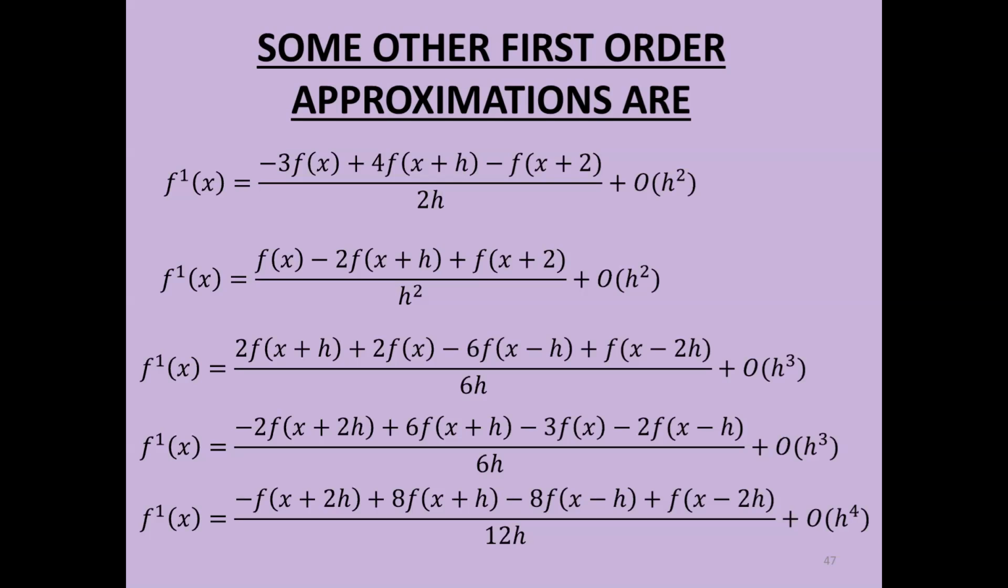And the fifth expression, which requires the function to be evaluated at 4 points, has the order of error in the approximation given by h raised to power 4. So depending upon the accuracy with which you want your solutions to be obtained, you can use any of these formulas on display, apart from the 3 which we have derived earlier, given by the commonly used forward, backward, and central approximation.